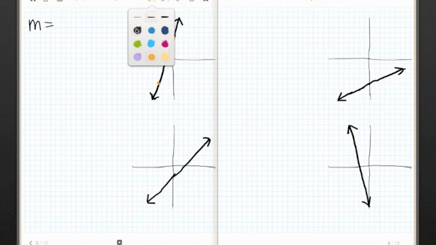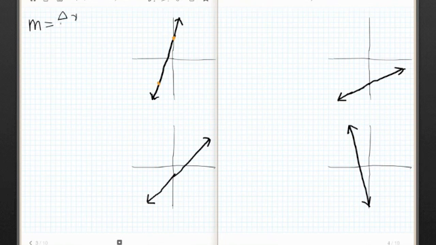Now we're looking at the change in y over the change in x. Change in y, let's take a look. It goes up 1, 2, 3, 4, 5, 6, 7, 8, 9. It goes up 9, and the x goes up by 1, 2, 3. So the slope of this line is going to be 3.